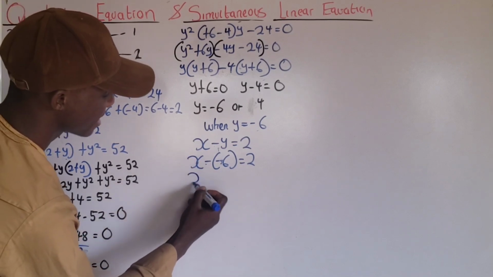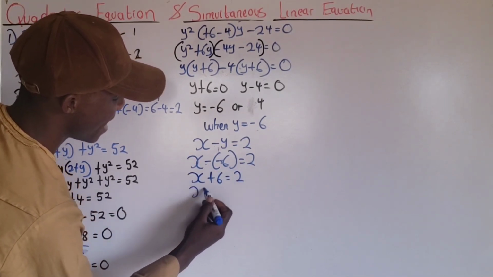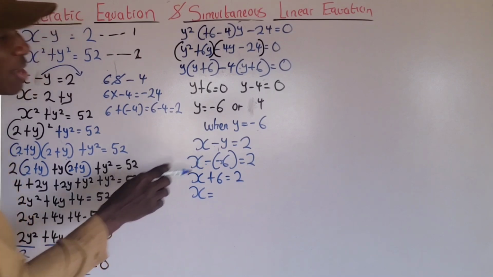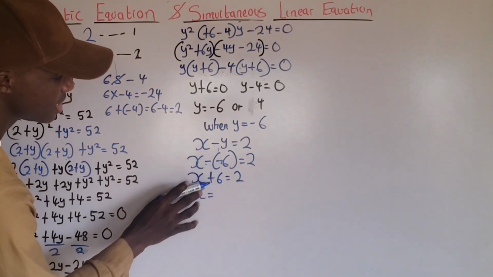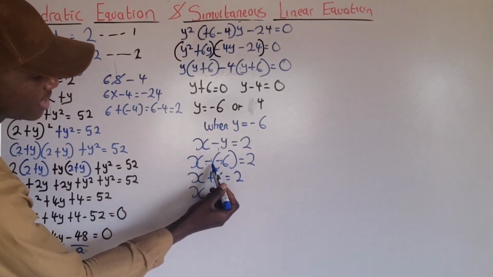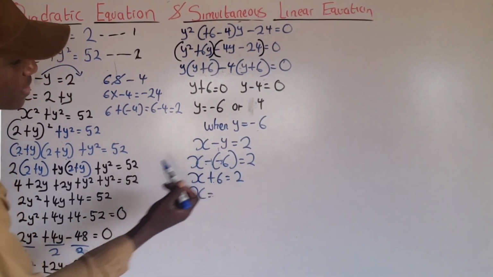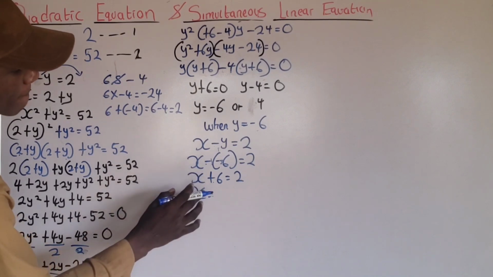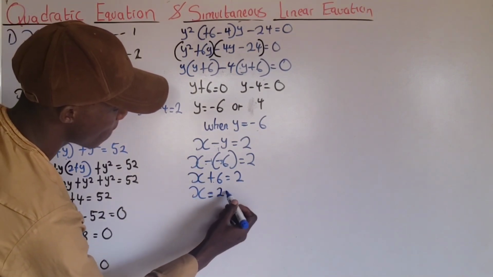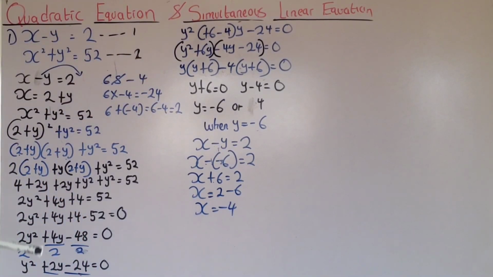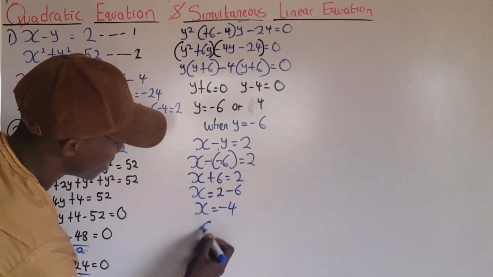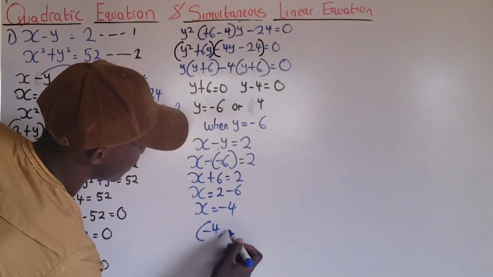So let's proceed. x plus 6 equals to 2. Because if you take the product of a negative number and a negative number, you are going to have a positive number. So negative 1 multiplied by negative 6 is positive 6, because there is an invisible 1 at the front of this bracket. You understand? Okay, so I'm going to have x is equals to 2 minus 6. x is equals to negative 4. So when y is equals to negative 6, x is equals to negative 4. You understand? So the first is negative 4, comma, negative 6.